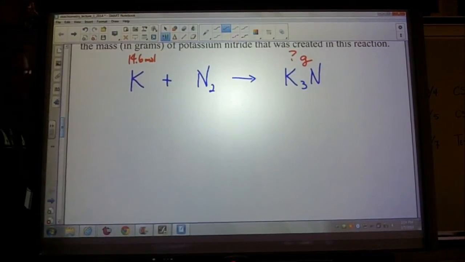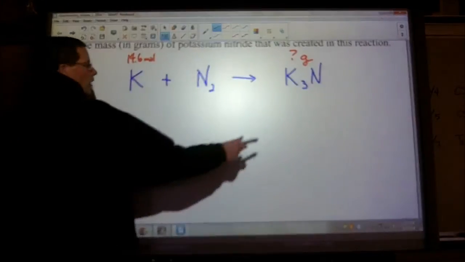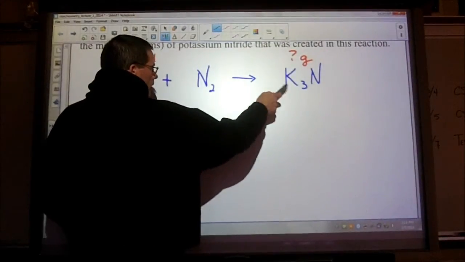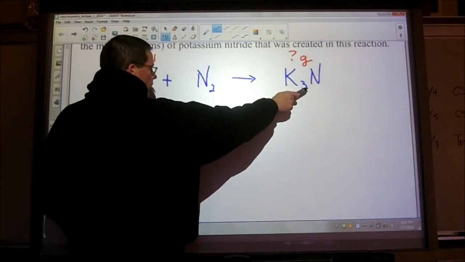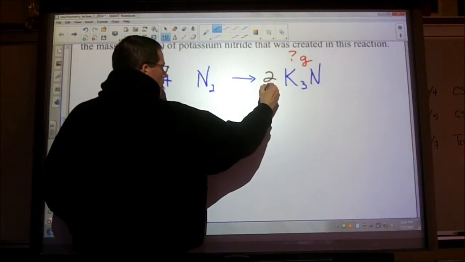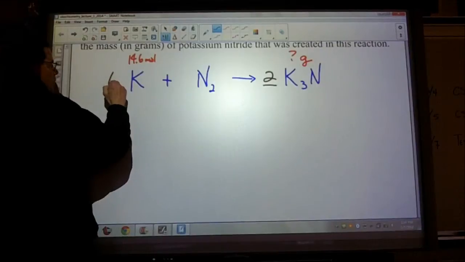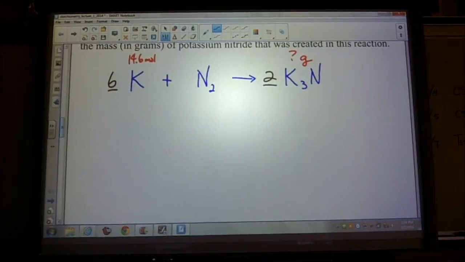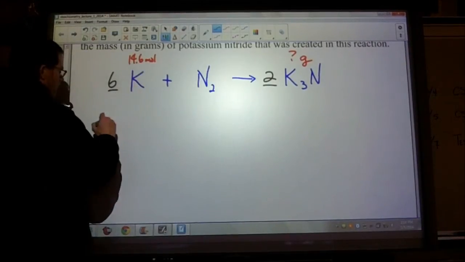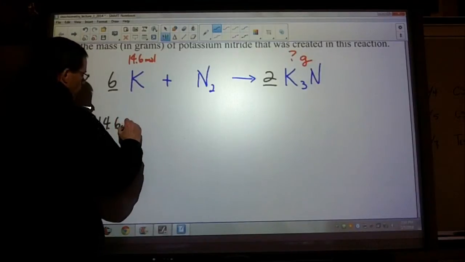So step one, balance it. Would it be 3? Six. We have 2 nitrogens, so put a 2 there, and put a 6 on the K. There we go. Then we solve. What do we start with? We start with what we know, which is 14.6 moles of potassium.